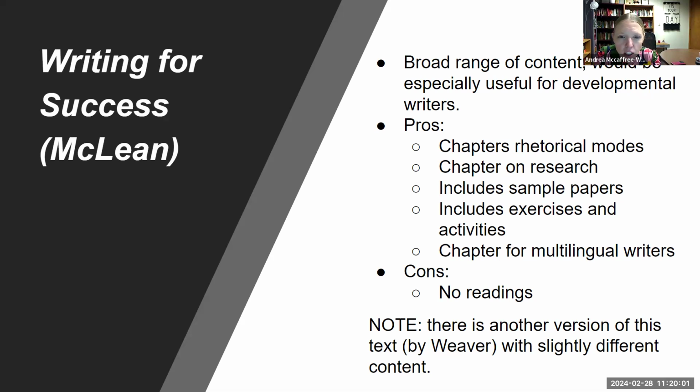And I believe one of these has self-check activities. Andrea, I could be wrong, but I went back and looked, and I think the text by Weaver has the self-check. Okay. And the McLean one doesn't. So that's one of those places where, if you're interested in this text, you may want to check both versions and see which one has that specific content, because they have slightly different features. See which features are most useful for you or which you might want to remix and draw on for your class.